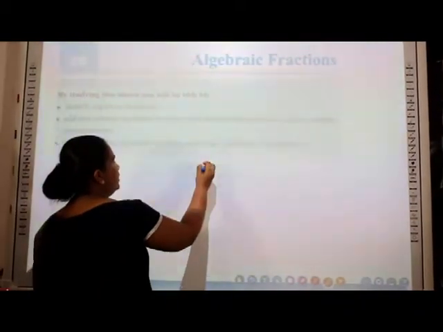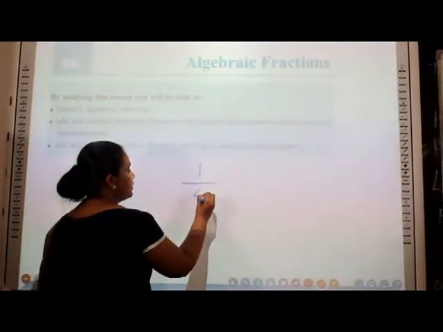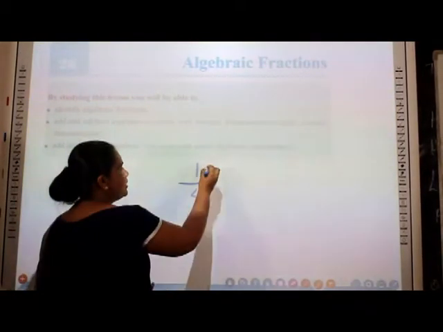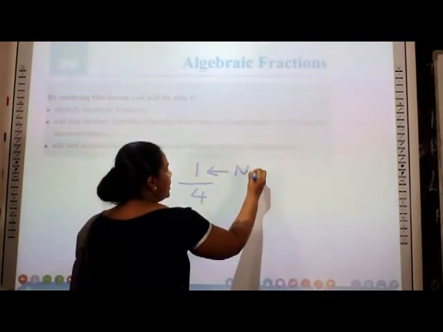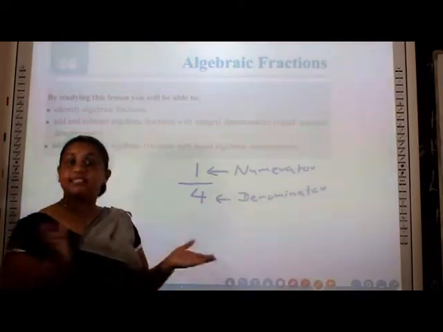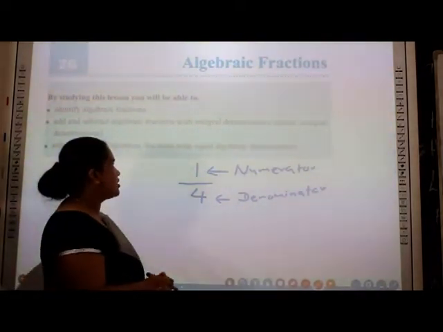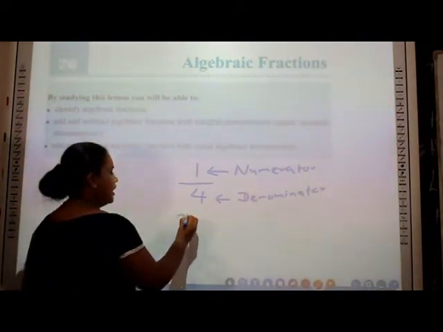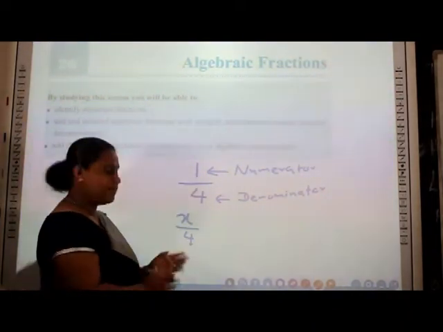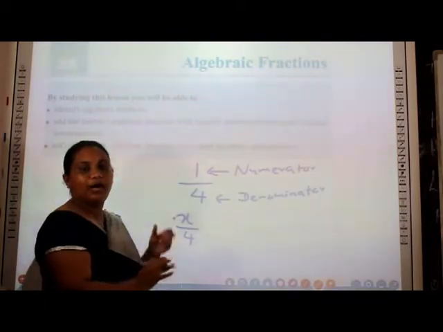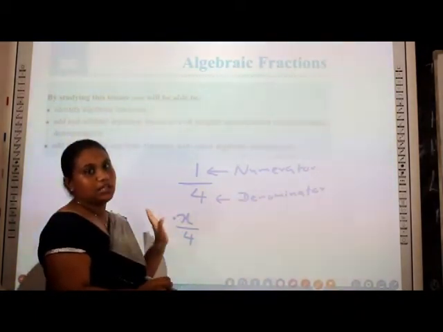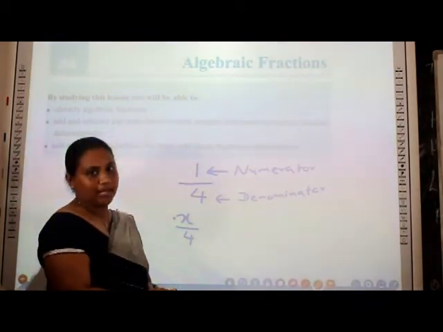If I write a fraction like this, look at here. There are two parts in the fraction. What are they? This part is the numerator and this is the denominator. Then let's see what algebraic fractions are. If I write a fraction like this, can you see the difference between this fraction and this fraction? Here the numerator part is an algebraic term. So here the algebraic term is only in the numerator part.